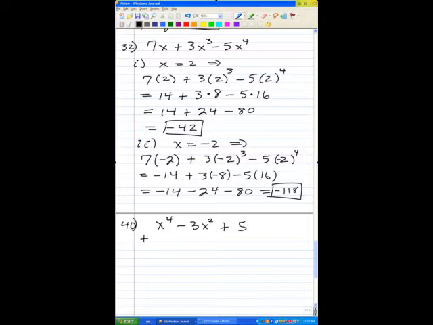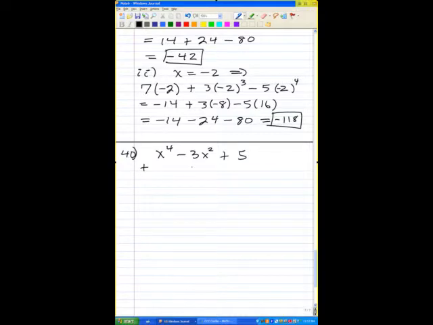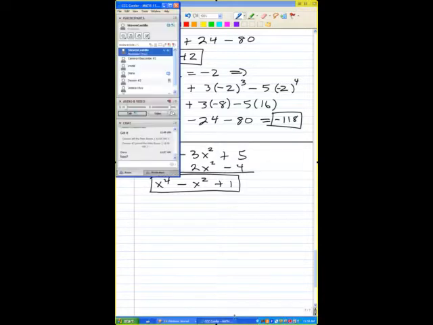So let me put the 2x squared underneath the 3x squared, and let me put the minus 4 under the 5. And so if I do that, then I can add these easily. So I get x to the 4th, 2x squared minus 3x squared is minus x squared. 5 minus 4 is 1. And so if I line these up where I put like terms underneath each other, I can add these up easily.